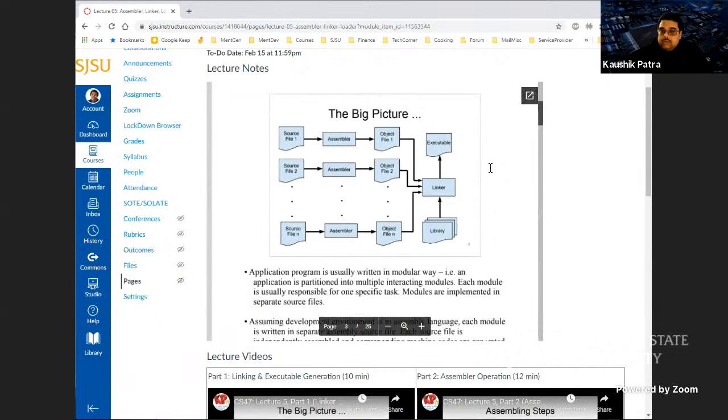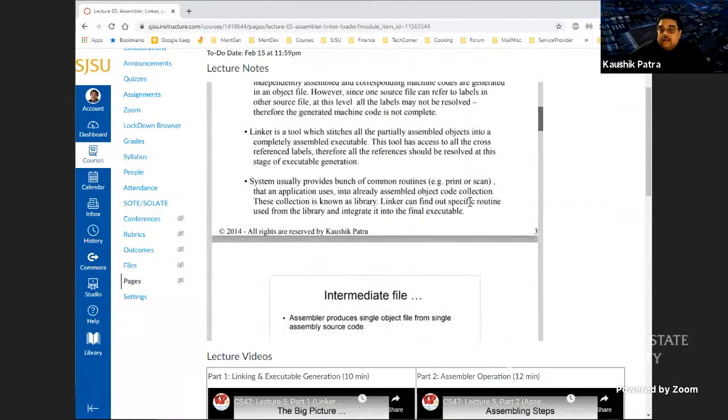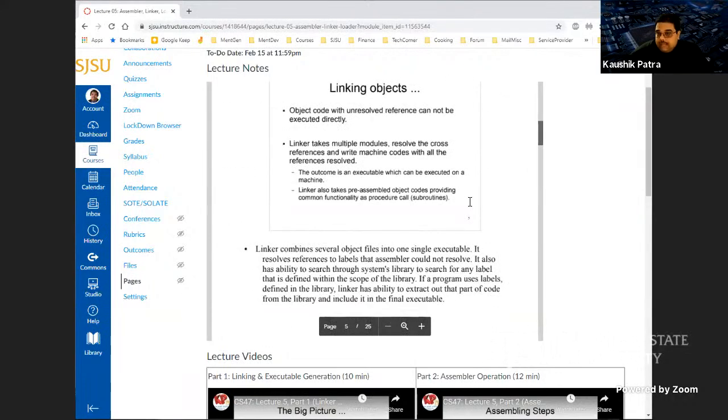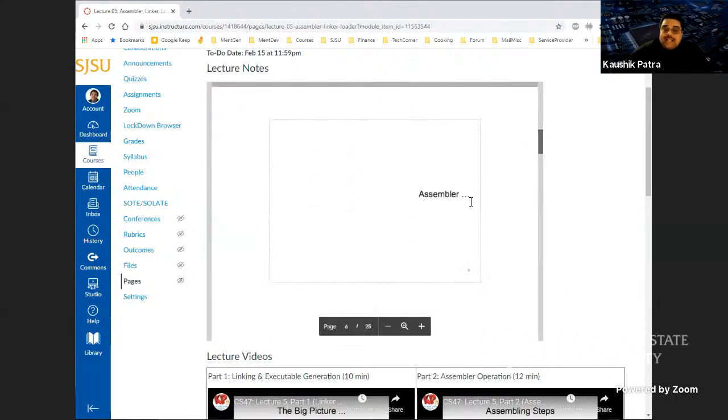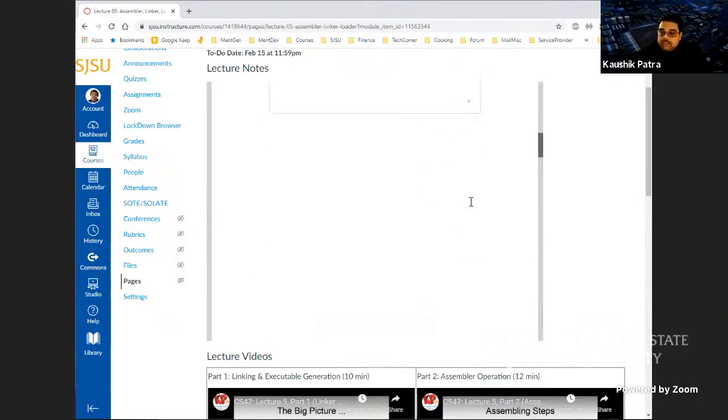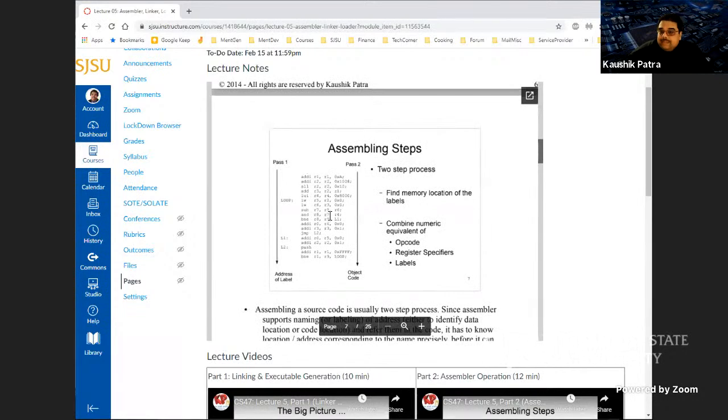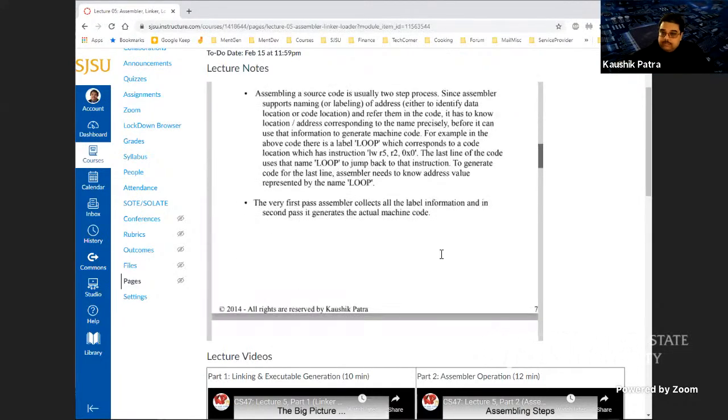Let's see what is there. We started with the big picture, how the executable is generated from an assembly level source file. Then we go from there with the linking of things. And then this is the main topic that you need to focus on, the assembler: how, given an assembly program, the assembler actually generates the machine code. You don't need to know anything about assembly programming at this point. Just focus on how an assembler tool, given the program, translates it into machine code.